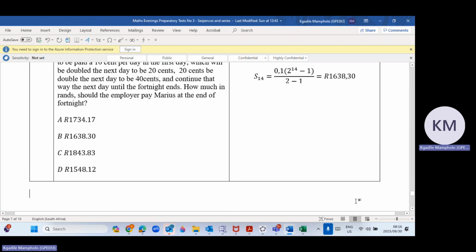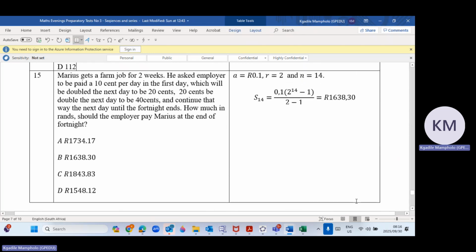Now, the last one. Marius gets a farm job for 2 weeks. He asked the employer to be paid 10 cents in the first day, which will be doubled the next day to be 20 cents. 20 cents to be doubled, next day to be 40 cents, and continue that way.